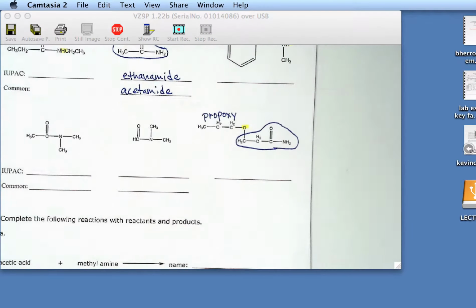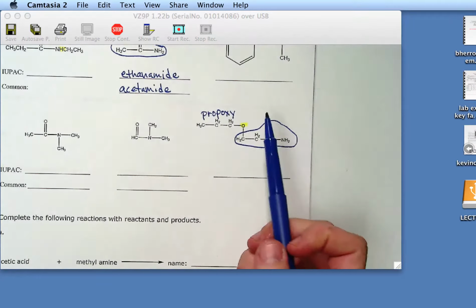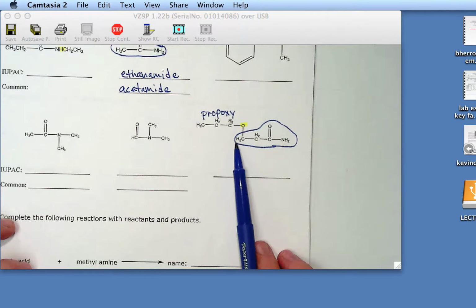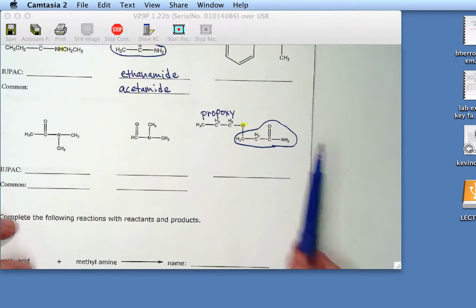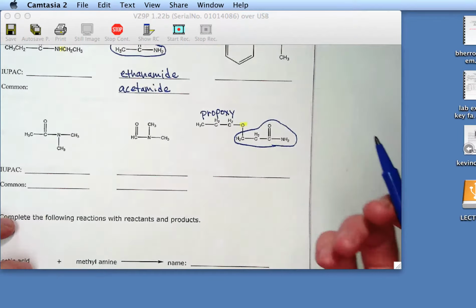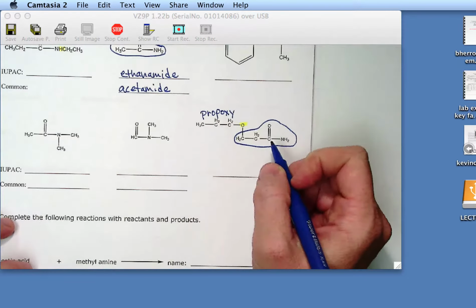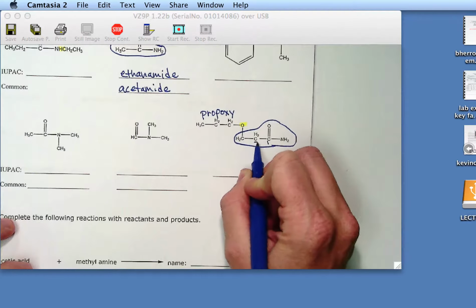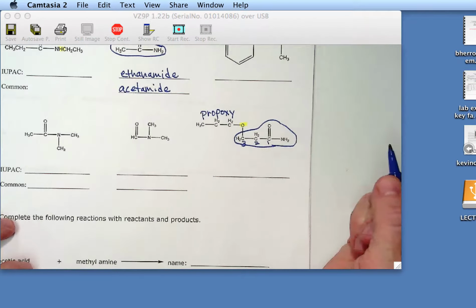Yes. So propoxy. You know you're delirious when the names in Unit 4 just make you start laughing. Like, oh my gosh, what next?